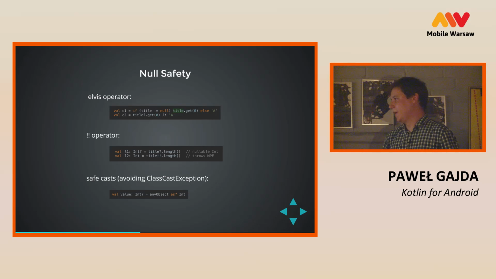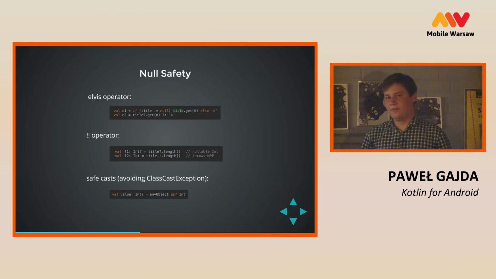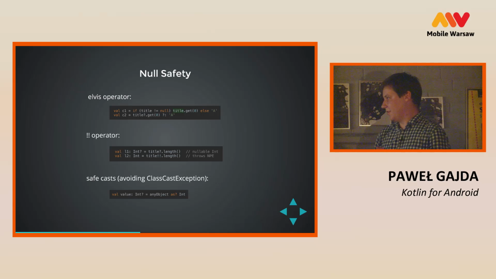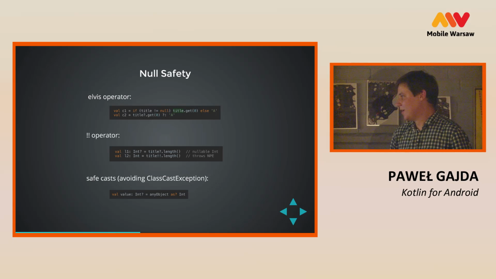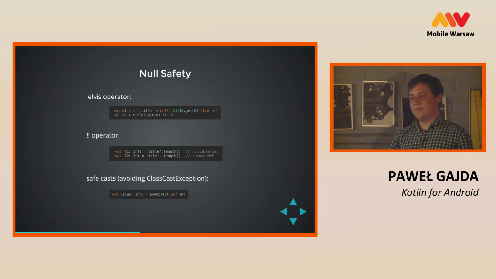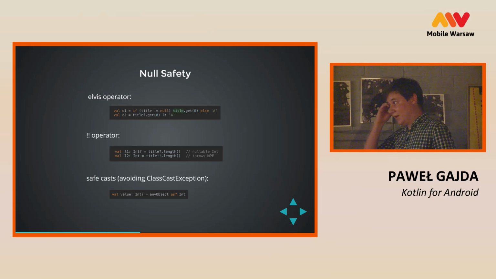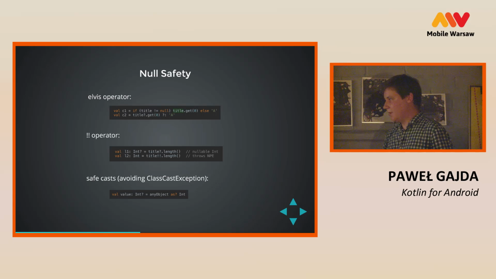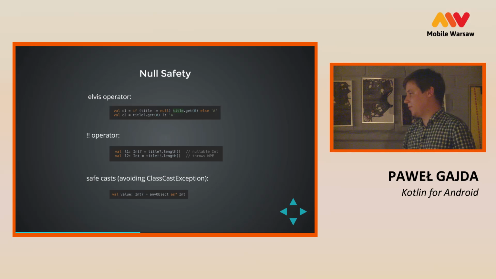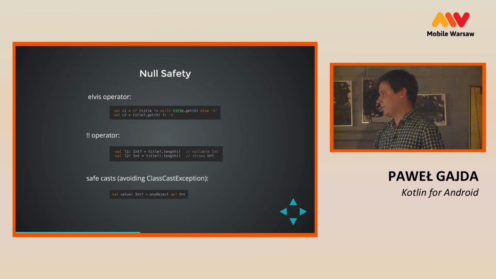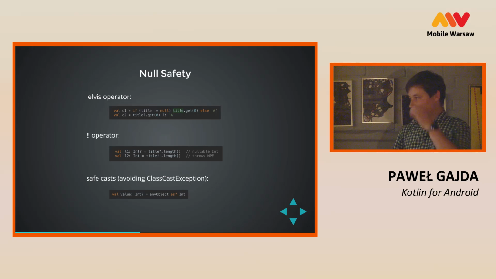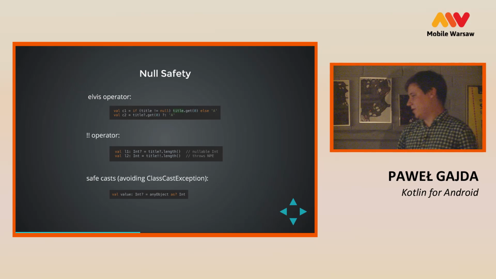There is also a double exclamation mark operator for null pointer exception lovers, if there are some. If we are sure that some object is not null, but we are receiving a nullable object, we can use this operator. However, it's not preferred. There are also safe casts that help fight class cast exceptions because they return null instead of throwing an exception.